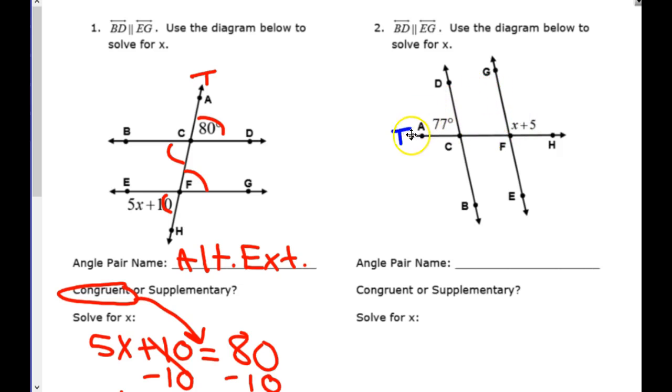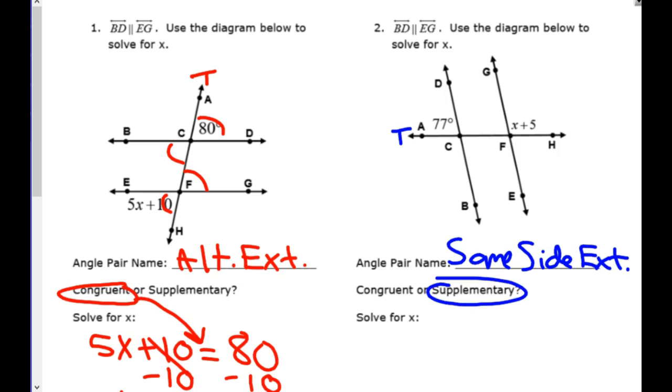And if this is the transversal, is it same side or alternate of the transversal? Same side. So same side, exterior. You can abbreviate, that's fine. And we got the SS. So same sides are what again? Supplementary.